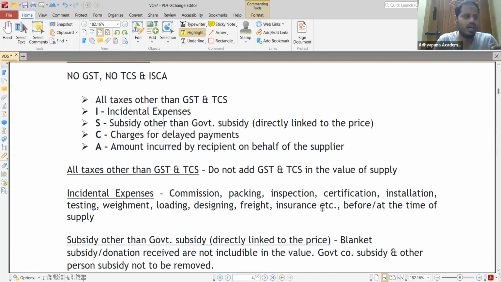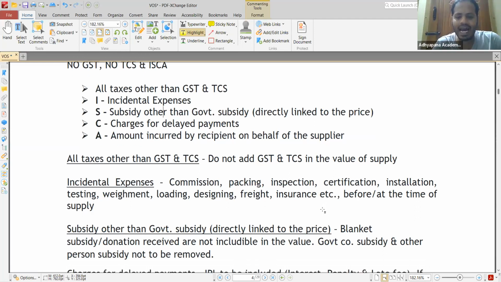Clear? Suppose I have a product which I am going to transport from one place to another. For that I have to pack, and before packing I have to do some inspection. If the customer wants some certification, I have to do it. When the product reaches the customer, I agreed for installation of that product, then that installation, testing, weighment, all additional incidental expenses with respect to the main supply have to be added. Simple as that. Clear?